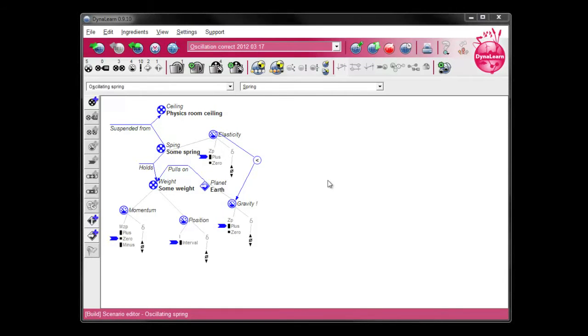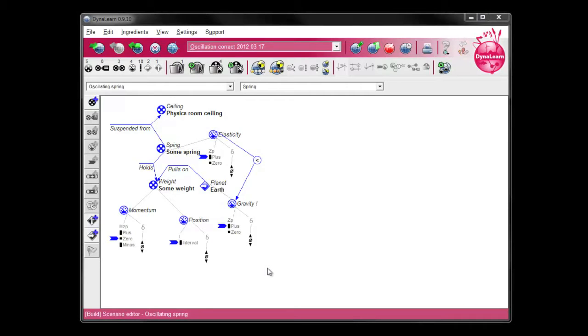Now this model is a little bit more difficult than the other models that I have been diagnosing up till now. This is why I first will show you the correct model, and then I will go to my faulty variant of it. This model tries to represent the oscillation of a spring. The spring has a certain weight, which has both the momentum and the position, as you can see here.